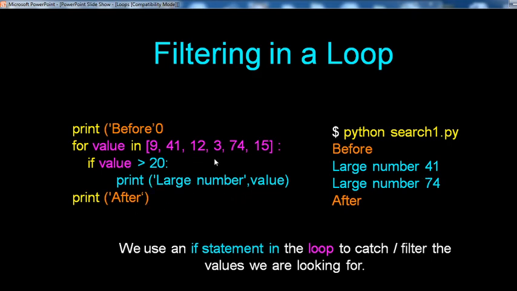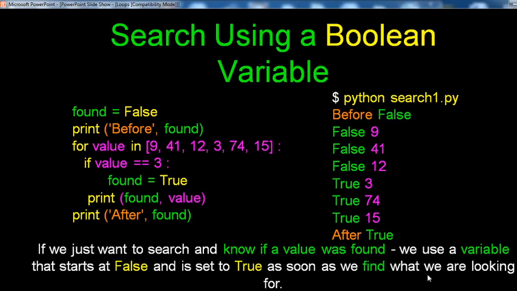The larger numbers available are 41 and 74. All the remaining values are less than 20. Whatever you filter greater than 20: 9 is less, 41 is greater, 12 is less, 3 is less, 74 is greater, 15 is less. That means only 41 and 74 will be larger, so it displays 41 and 74. We use an if statement in the loop to catch the filtered values we are looking for.